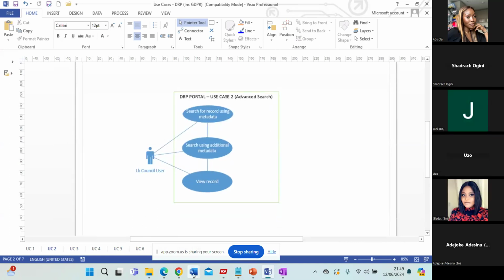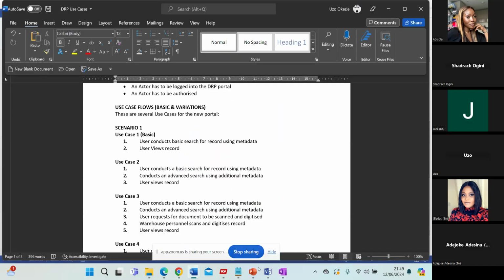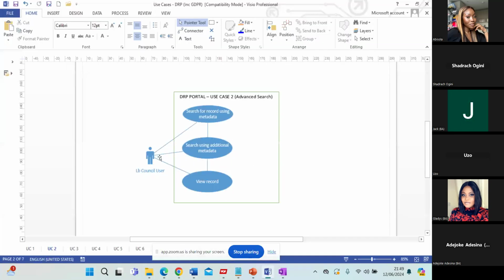So remember, accompanying documentation and your use case. Cool. Any questions?